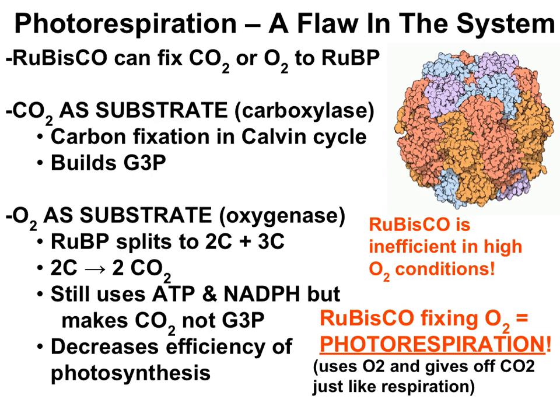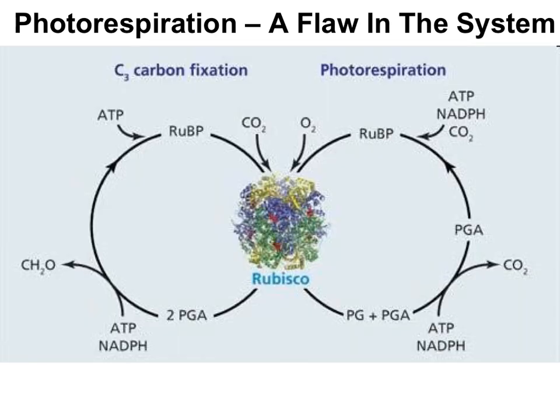The process of fixing oxygen to RuBP has a special name: photorespiration. And photorespiration makes photosynthesis less efficient, and that's a bad thing for plants. Here's a graphic to show you how Rubisco is a carboxylase and oxygenase.